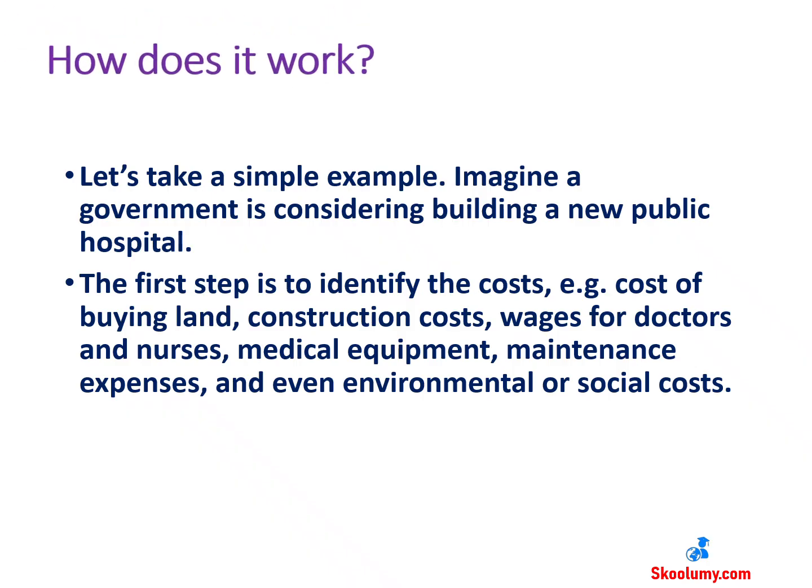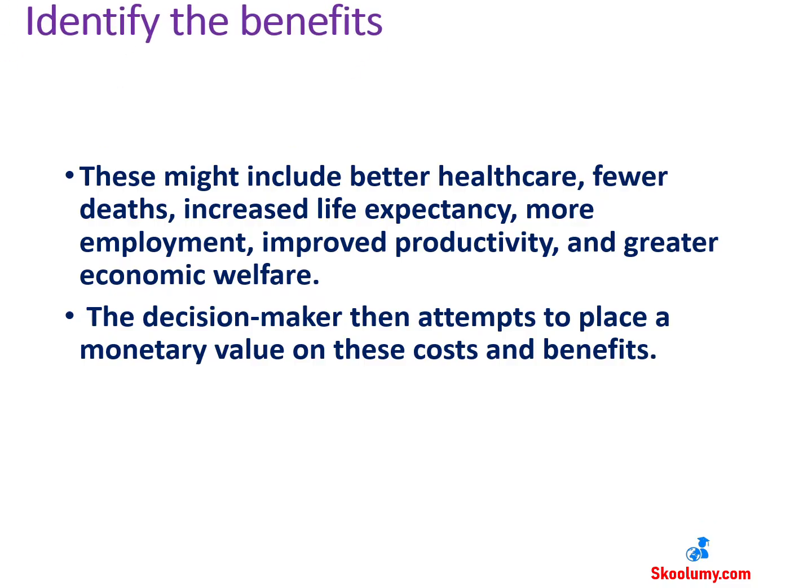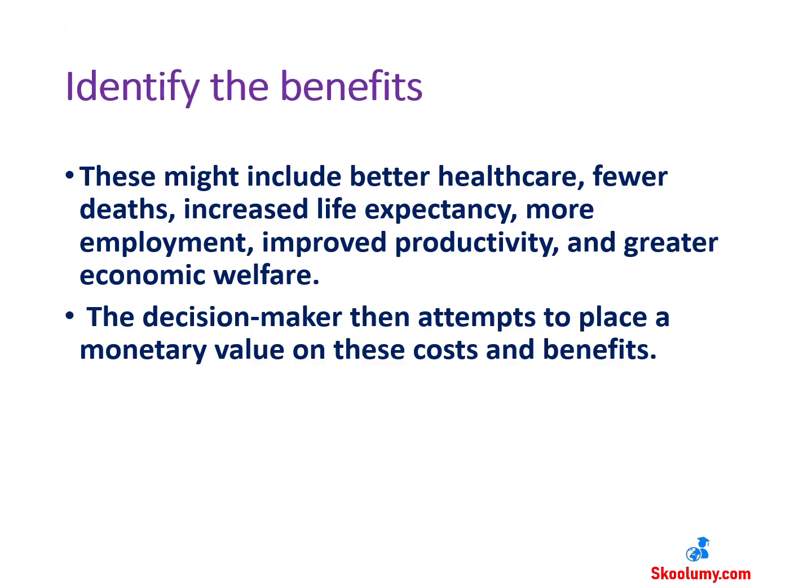How does it work? Let's take a simple example. Imagine a government is considering building a new public hospital. The first step is to identify the costs. These could include the cost of buying land, construction costs, wages for doctors and nurses, medical equipment, maintenance expenses, and even environmental or social costs. Next, identify the benefits. These might include better healthcare, fewer deaths, increased life expectancy, more employment, improved productivity, and greater economic welfare.